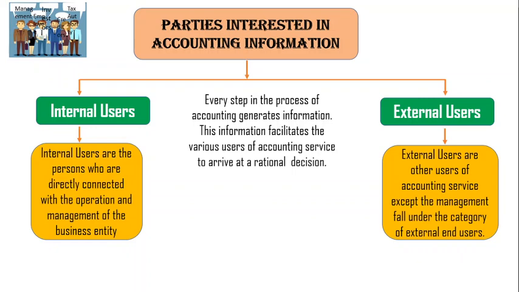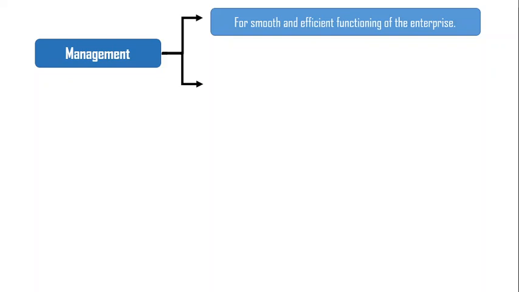Now we are going to discuss internal users first. Internal users and their needs. In the first category, internal users, there is management. Management, of course, you read that managerial decision. To take managerial decisions, management needs information, for the smooth and efficient functioning of the business, so that they can work accordingly.